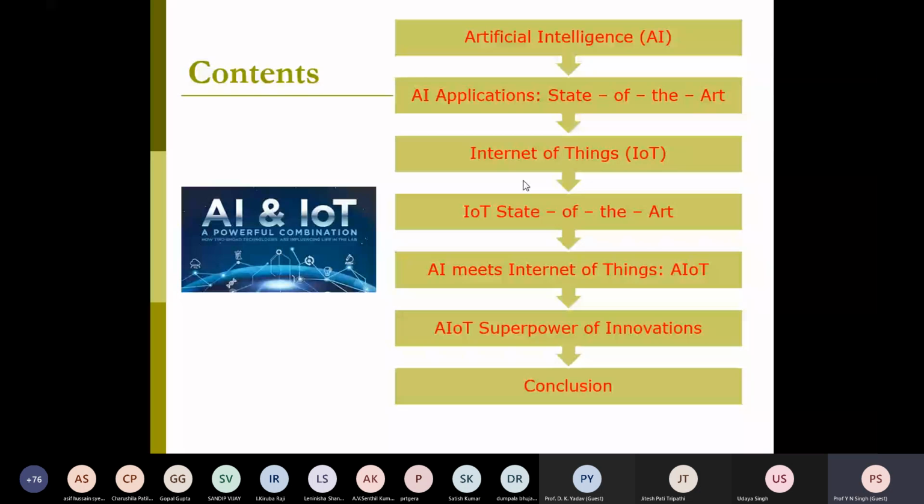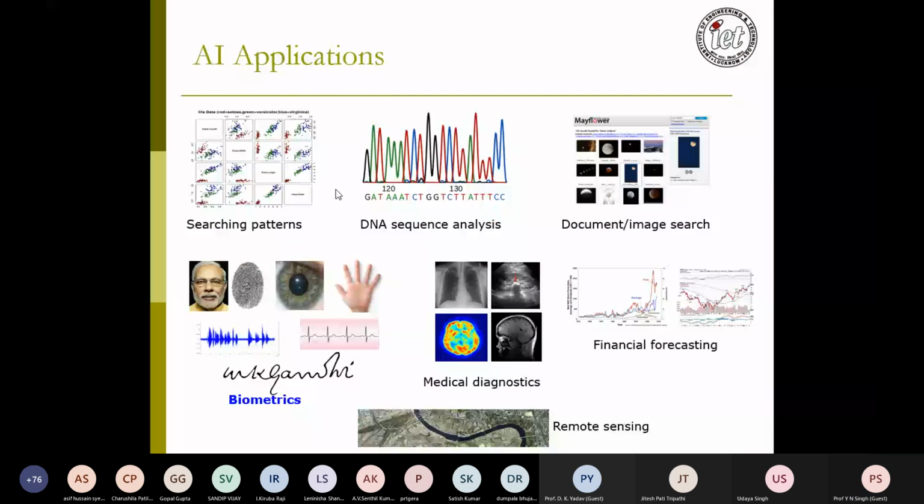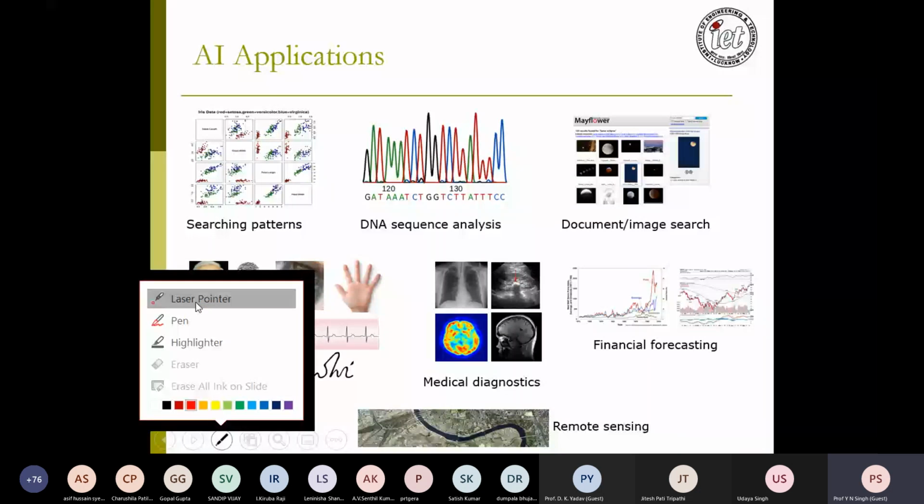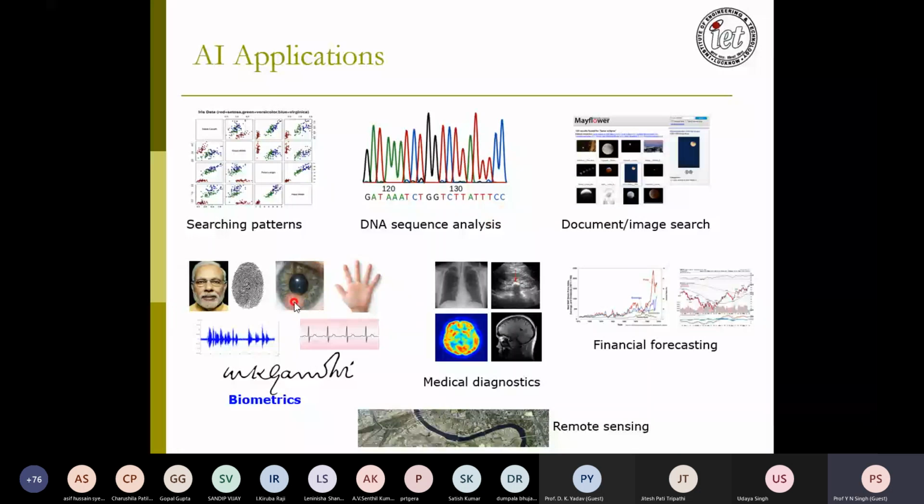In the first couple of minutes, I will try to motivate you with the power of AI, some fundamentals of AI, and some state-of-the-art applications of artificial intelligence, right? This is a very interesting slide where the potential of AI can be easily understood. There are a lot of applications, everywhere where we find and feel the principles of AI and machine learning solving real-life challenges like searching patterns, DNA analysis, document or image search, and the area of biometrics, where individuals can be identified on the basis of their body markers: face, fingerprint, iris, hand geometry, speech, and other biomarkers like biosignals such as ECG.